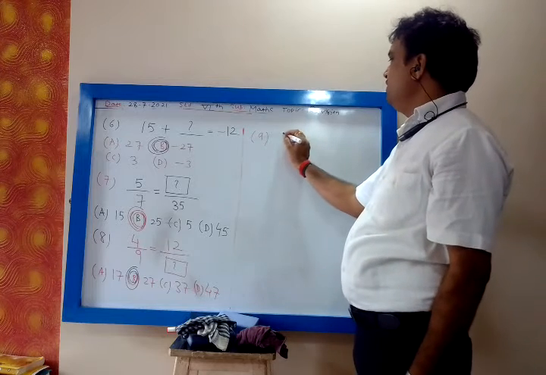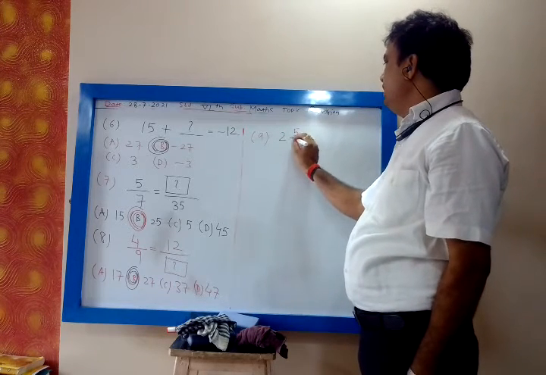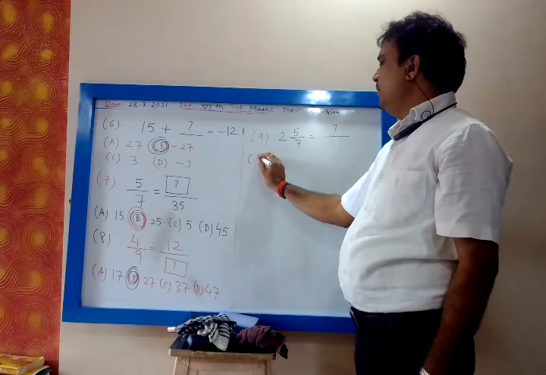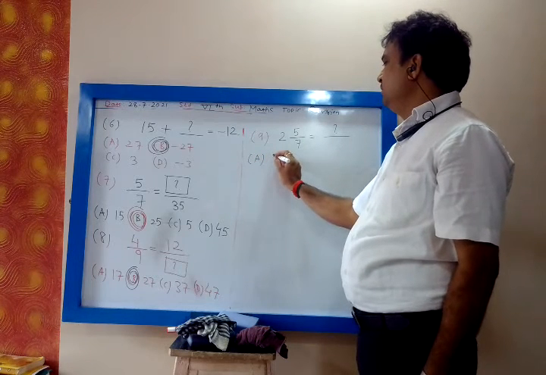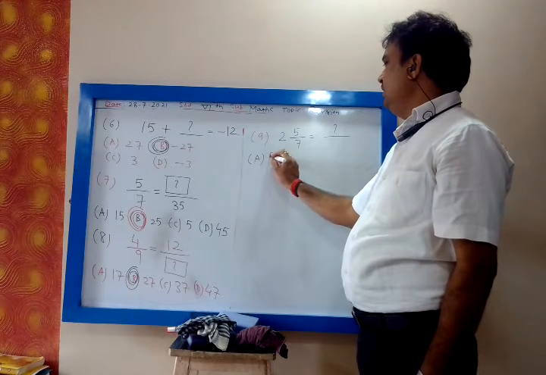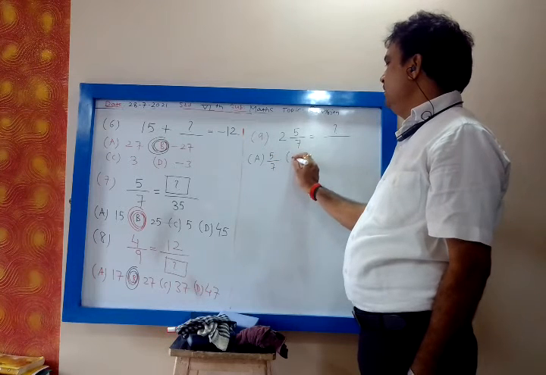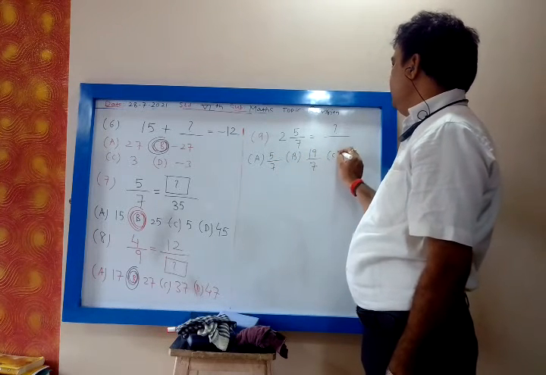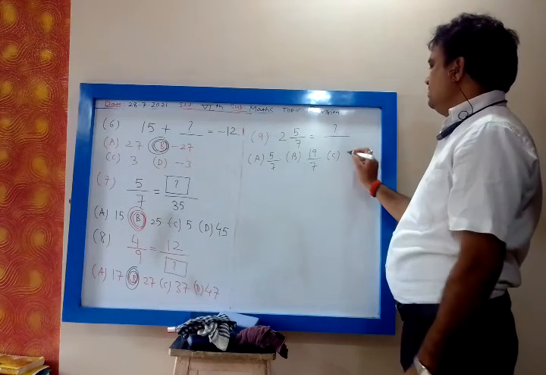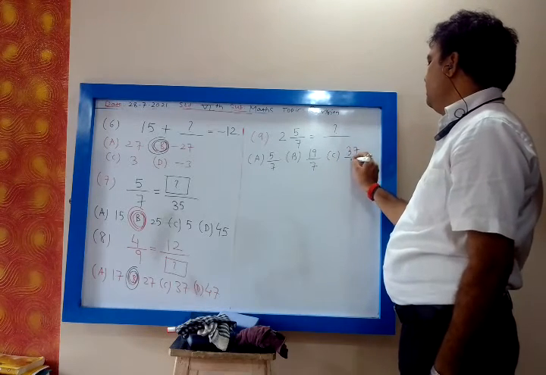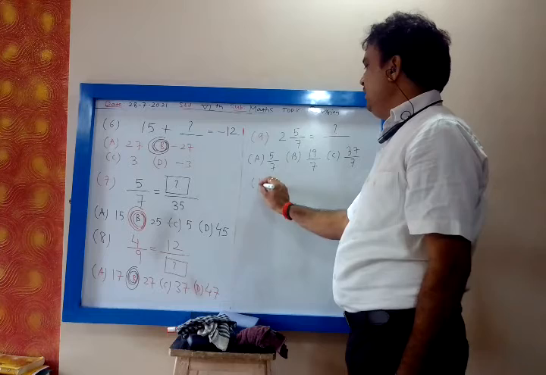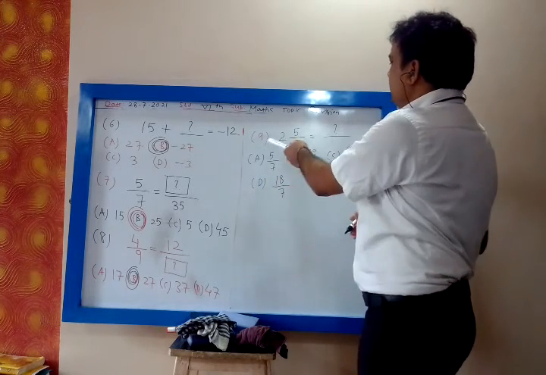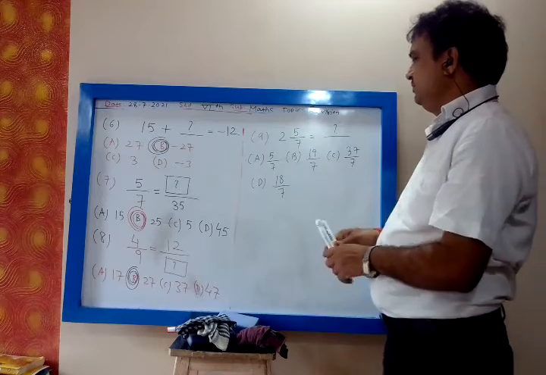2 is to 5 upon 7 is equal to dash. Option A is 5 upon 7, B is 19 upon 7, option C is 37 upon 7, and option D is 18 upon 7. Mixed fraction, you have to convert that into fraction.